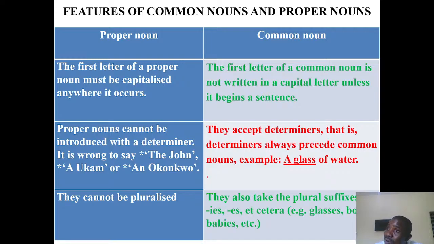So remember I told you the difference between determiner and adjective, where such as the, a, and so on are determiners. So it is wrong for you to say the John, the Ukam, or the Onitsha, or the Nigeria. No. Nigeria is my country, not the Nigeria is my country. It's wrong because the word Nigeria is a proper noun.